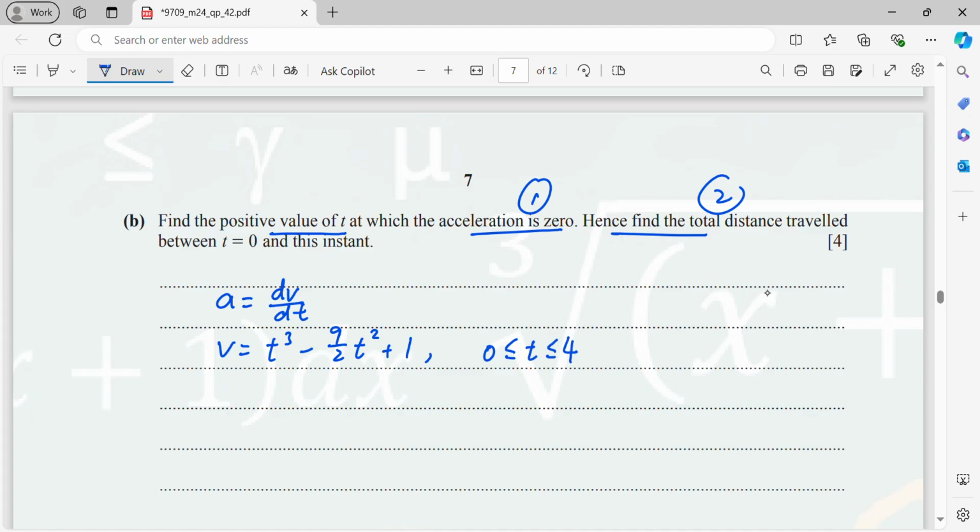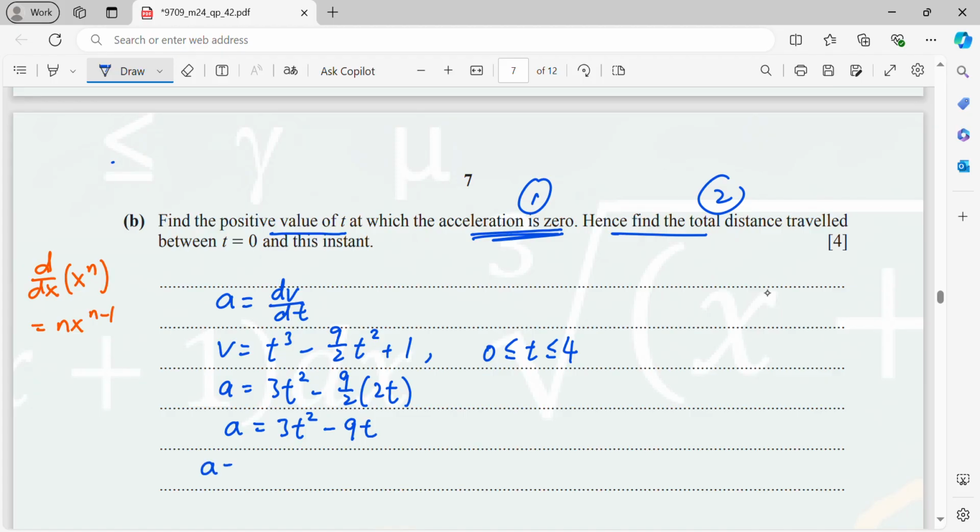So now I need to differentiate. For your information, when you differentiate x to the power n with respect to x, that is n x to the power n minus 1. Which means here, the t cubed becomes 3t squared, minus 9 over 2 t squared becomes 9t. The plus 1 becomes 0 because there's no t. So now here my a is basically 3t squared minus 9t, and acceleration is 0. So a equals 0.